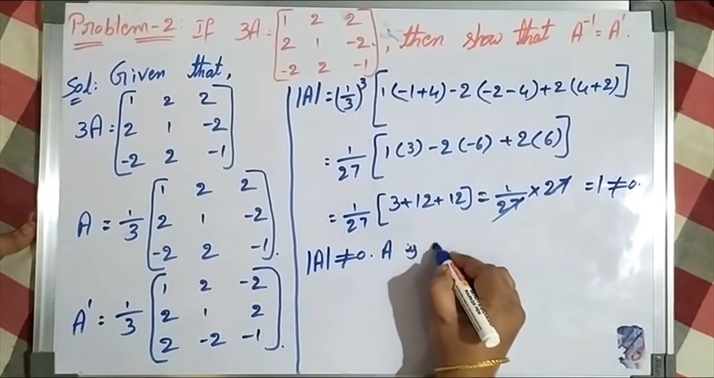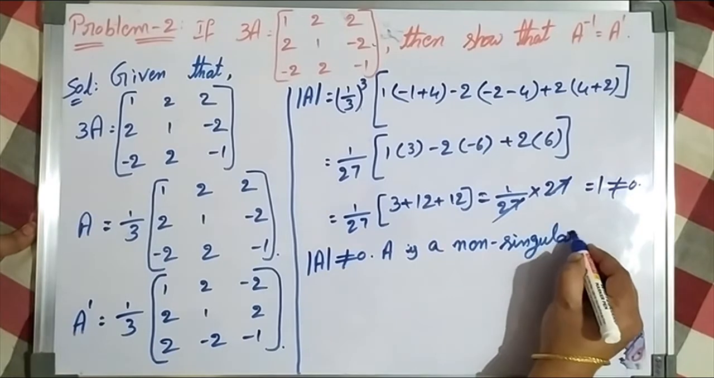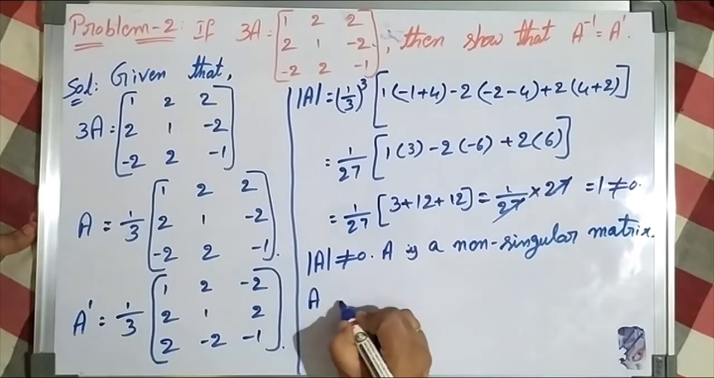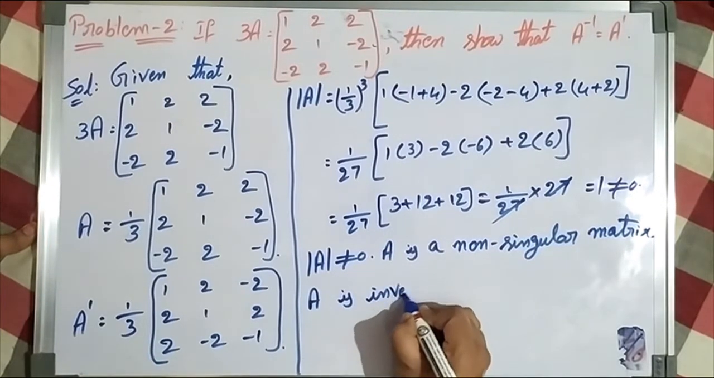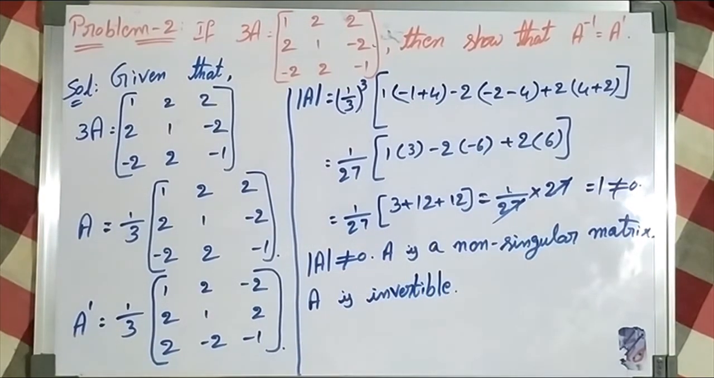Then we know that A is a non-singular matrix, and then A is invertible. If a matrix is non-singular, then that matrix is invertible. If A is invertible, then first we have to find the adjoint of A. The adjoint of A means the transpose of the cofactor matrix of the given matrix. For that, first we calculate the cofactor matrix of the given matrix. The given matrix is nothing but the capital A matrix.